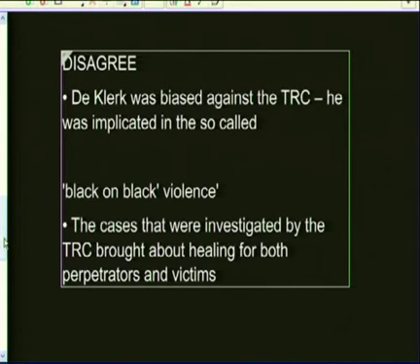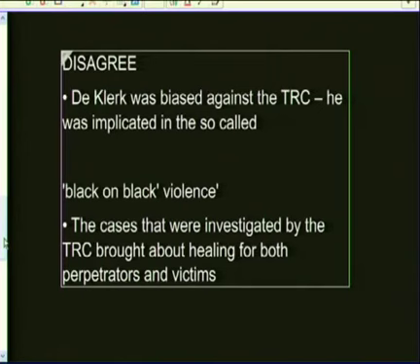So if you choose to disagree, then you would say, obviously, as a person who was from the National Party that was in government during the apartheid times, he would be against the TRC, especially because he was implicated in that so-called black-on-black violence. Now again, history students, you will remember the Third Force and its role in the violence leading up to the 1994 elections. The cases that were investigated by the TRC brought about healing for both perpetrators and the victims. We already know that from the aims of the TRC. Therefore, you would disagree with what F.W. de Klerk was saying.